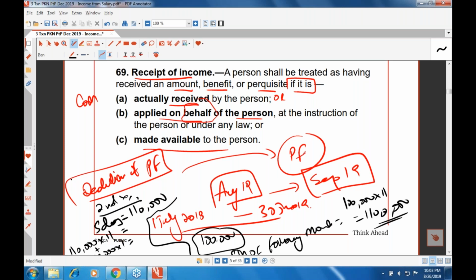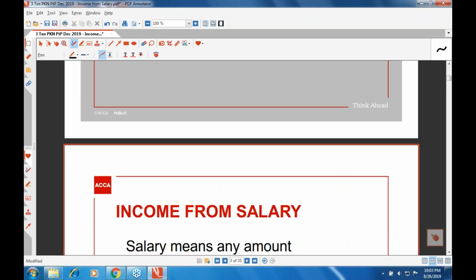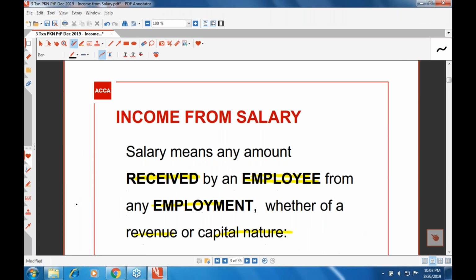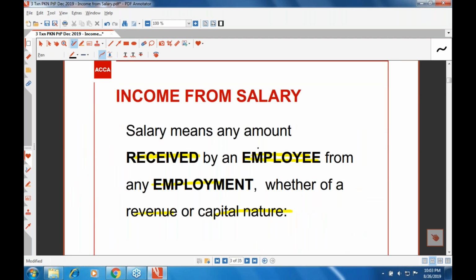So finally, the definition of salary income says it means any amount received by an employee from any employment, whether of a revenue or a capital nature.